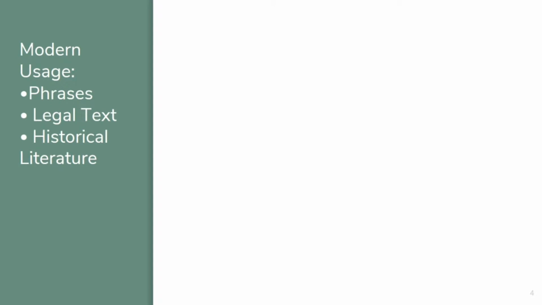Now that you know how to conjugate it, you probably want to know what it's actually used for, because it's definitely not something they teach in schools, at least not any of the schools I went to. If you're lucky enough to have learned this in school, then I am totally jealous of you. Anyways, there's not a whole lot that it's used for in modern day. I mean, there's a few phrases that are left over.